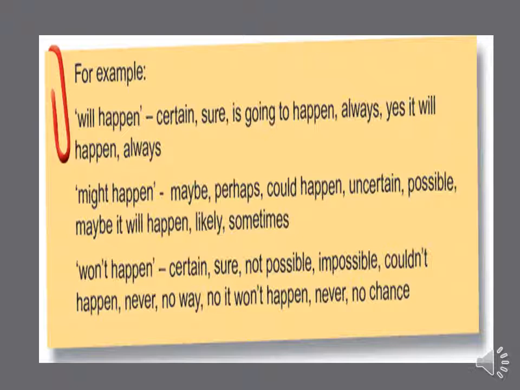Okay, so let's have a look at some of these other words for will happen. So we already worked out that certain is one of them, but here are some other words that you can use to show it will happen. Sure, is going to happen, always, yes it will happen. Okay, and for might happen: maybe, perhaps, could happen, uncertain, possible, maybe it will happen, likely, sometimes.